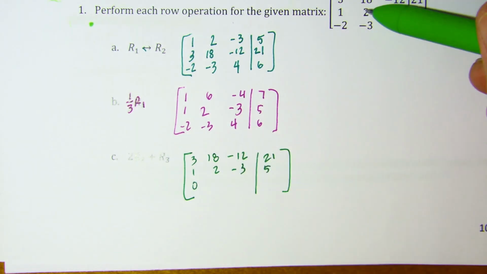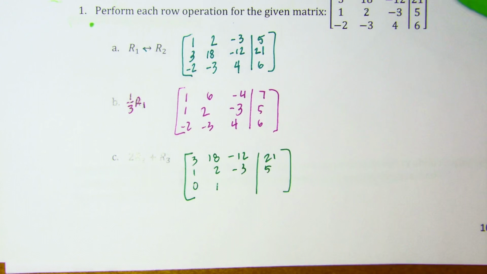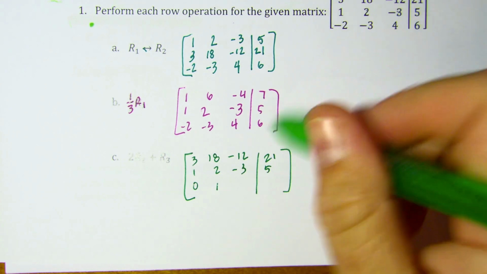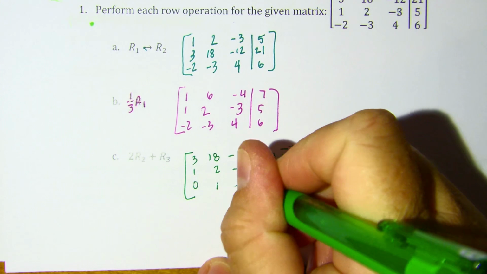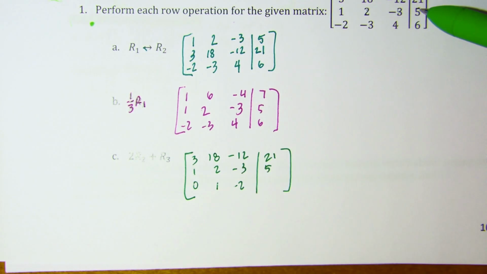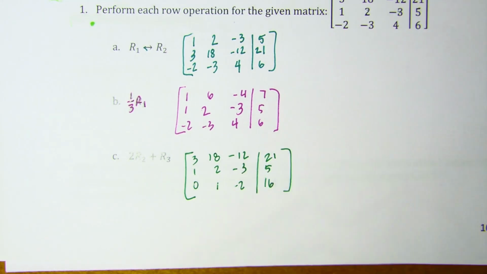2 times 2 is 4, plus negative 3 is 1. 2 times negative 3 is negative 6. Negative 6 plus 4 is negative 2. 2 times 5 is 10. 10 plus 6 is 16. So that's what that kind of operation would look like.